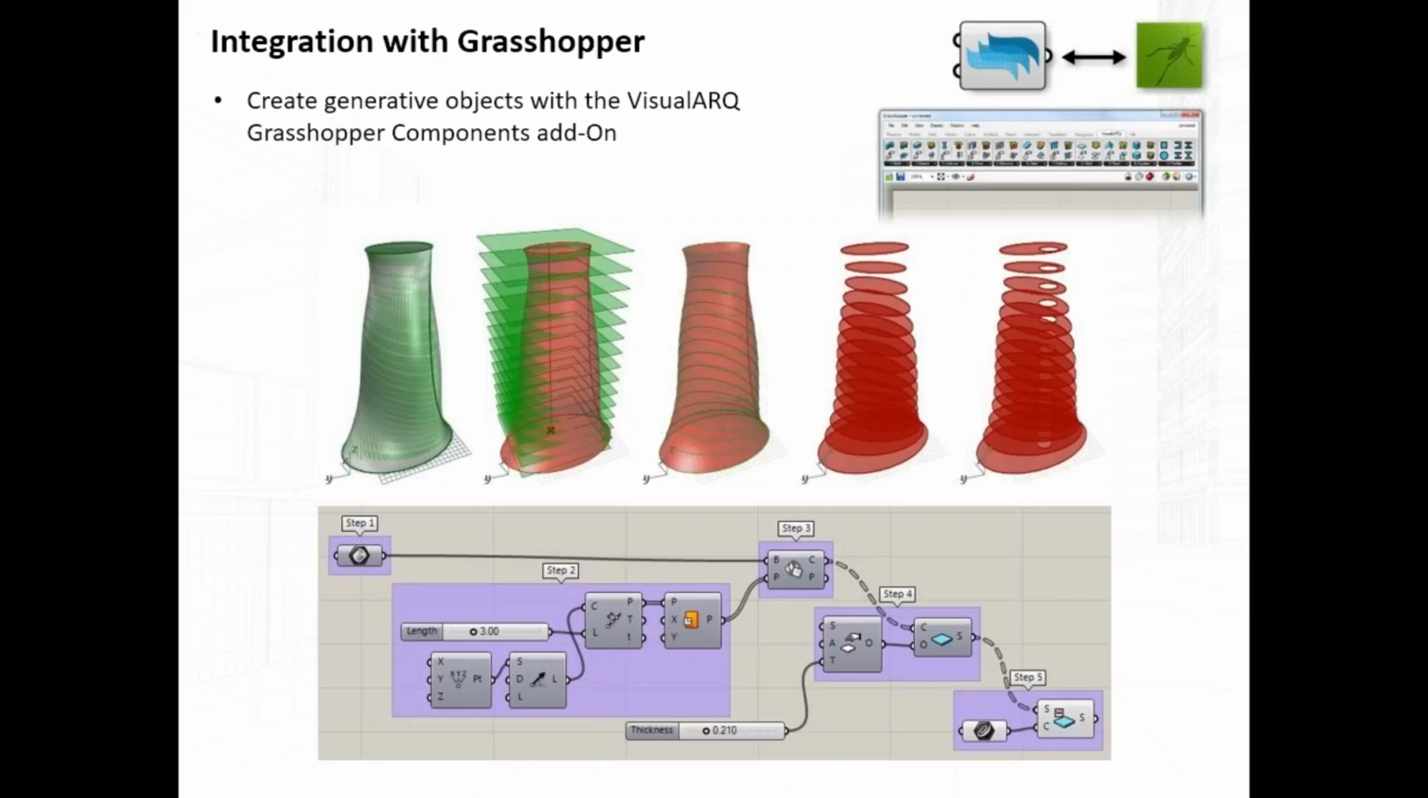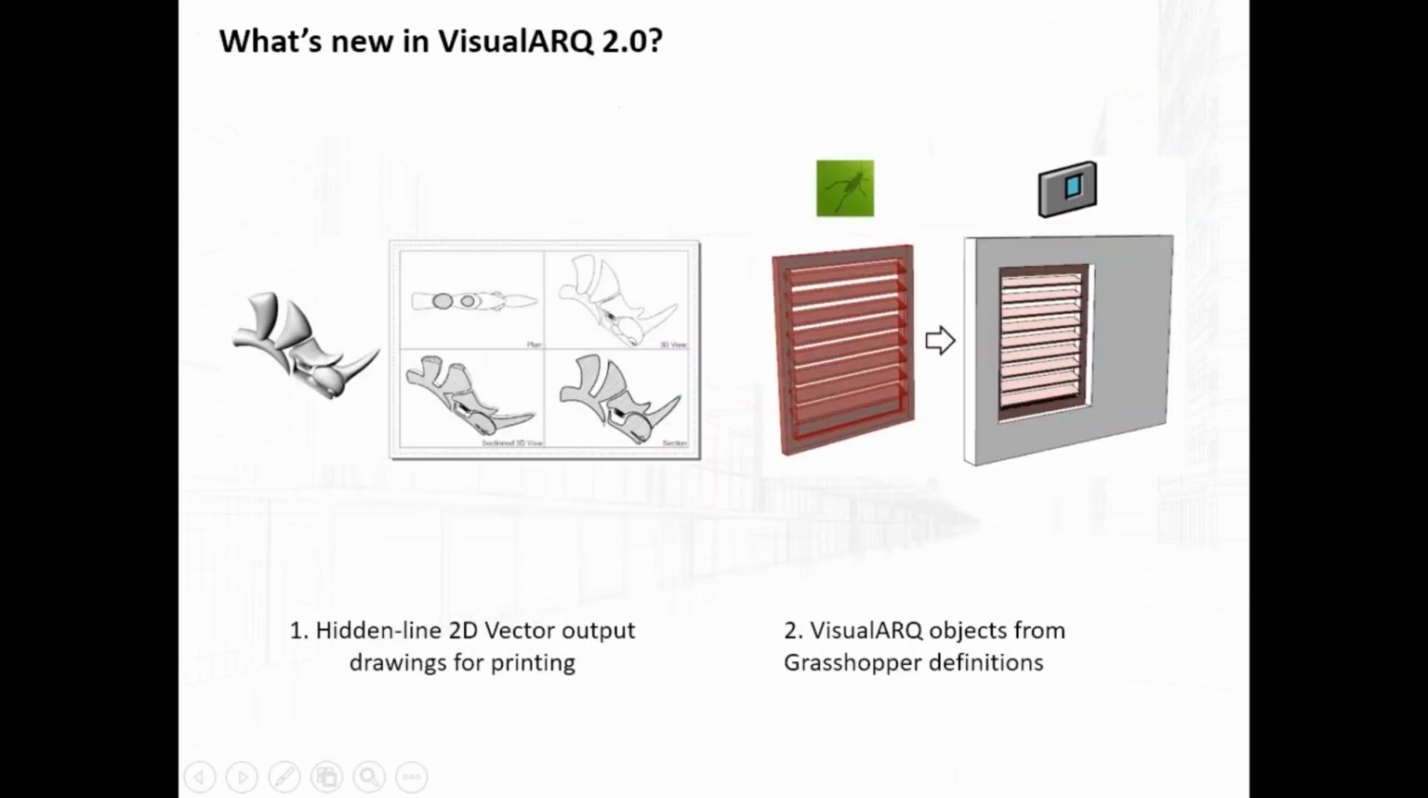And flexible, especially because it's completely integrated into Grasshopper. In addition to the VisualARQ Grasshopper components that were already in VisualARQ 1, we have added a new option to integrate it with Grasshopper that I will show later on. The existing integration consisted in the option to create all the VisualARQ objects directly from Grasshopper using these Grasshopper components.